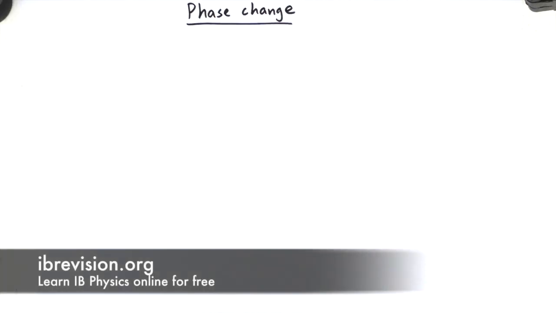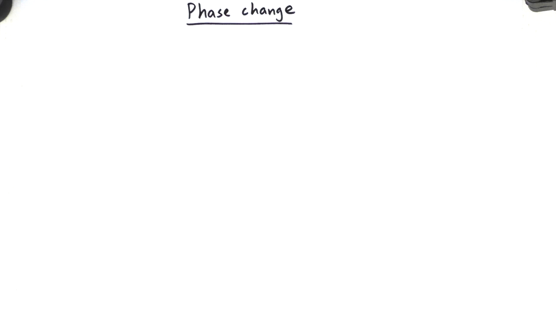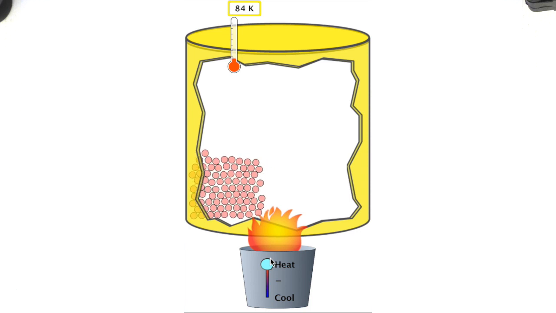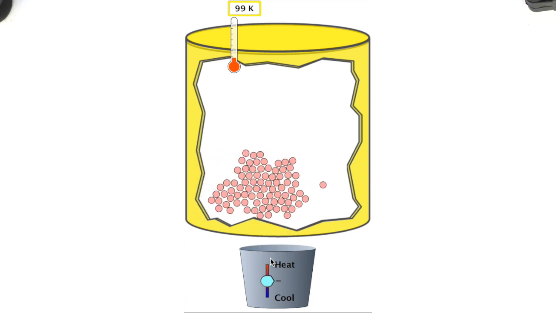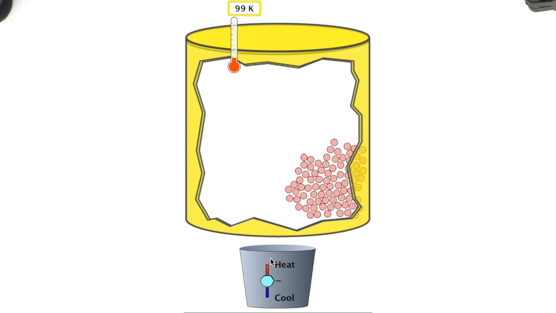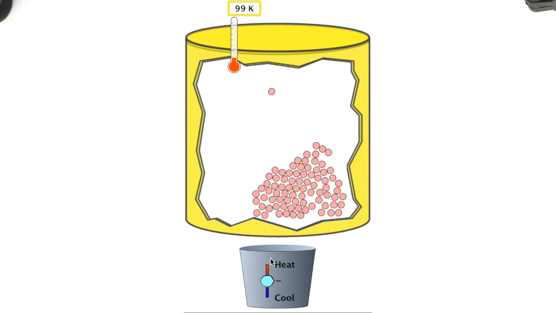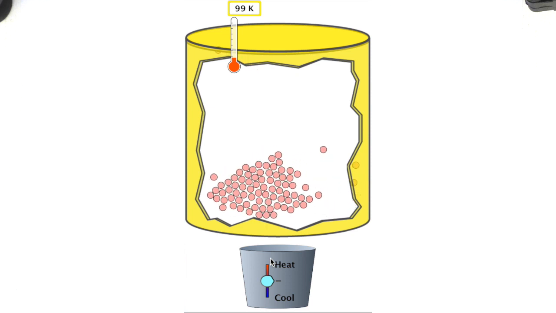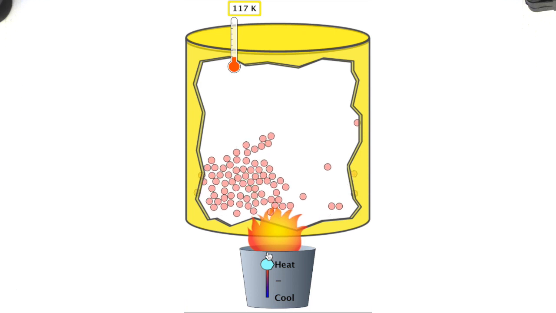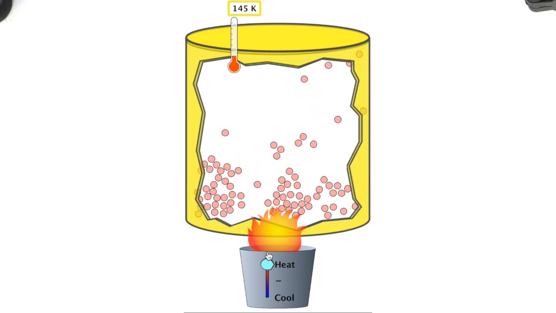Let's talk about phase change, which is also called change of state. So here we have some solid argon, and if we heat it up, the temperature increases and it turns into liquid. So now the atoms have higher kinetic energy because the temperature's gone up, and they also have higher potential energy because it's become a liquid. And now we heat it up a little bit more and it turns into a gas.